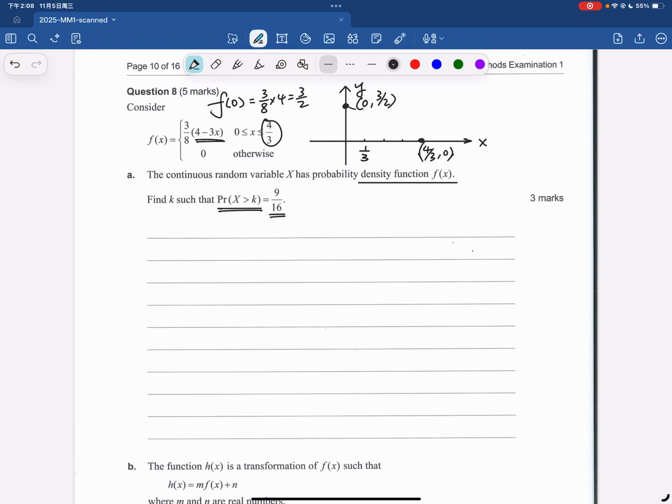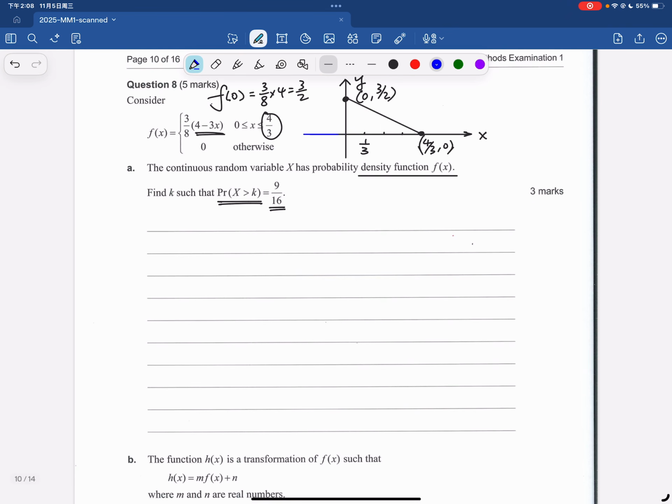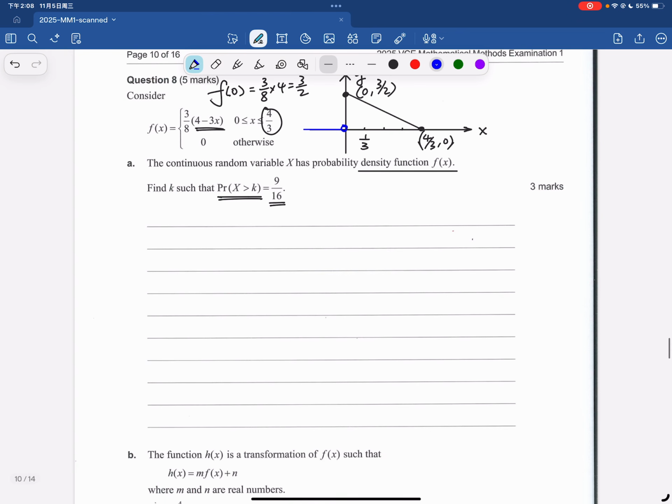The next thing is, this straight line is the effective part here. Also, if we address the probability density function fully, you have a 0 part and a 0 part, okay? So altogether it's a triangle, isn't it? And if I find some magic k over there, x equals k, this point will be (k, 3 over 8 times (4 minus 3k)). And I just want this area to be 9 over 16.